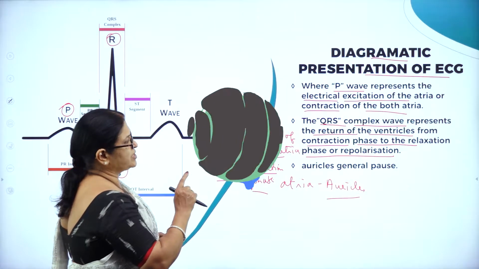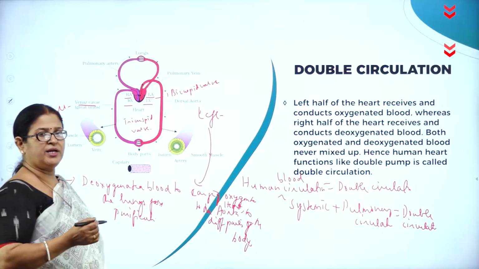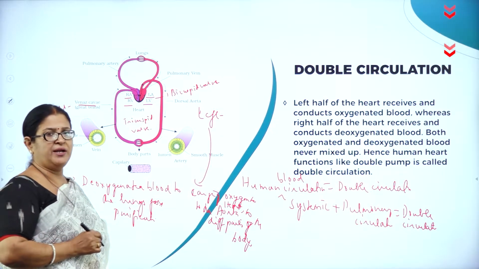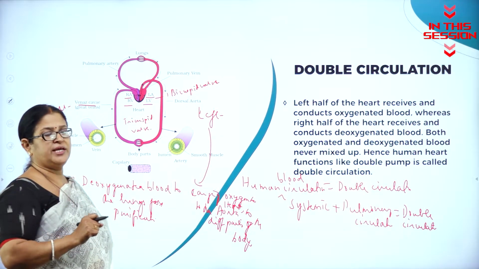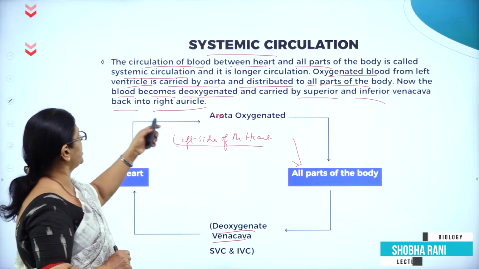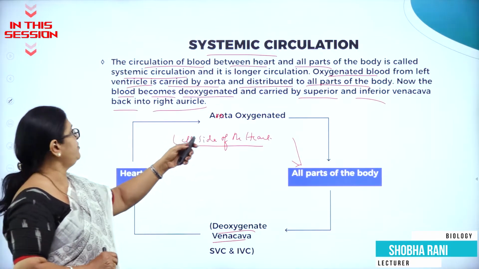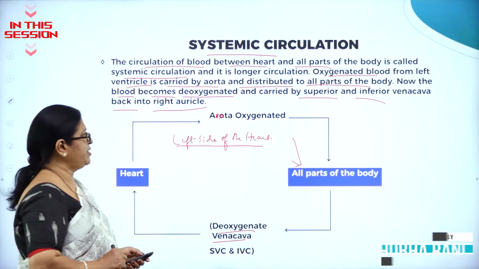The QRS complex wave represents the return of the ventricles from contraction phase. The right auricle is filled with impure blood, then it contracts. Then the tricuspid valve will open and distributed to all parts of the body. Now the blood becomes deoxygenated and is carried by superior and inferior vena cava back into the right auricle.